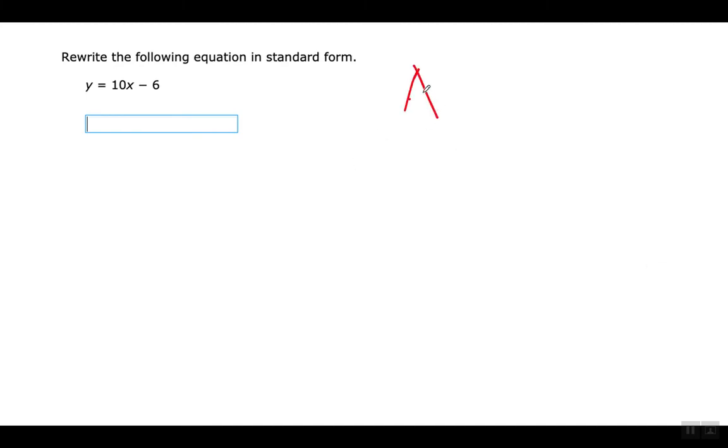Alright, so here's another one where the a is already positive, so you should not move it.